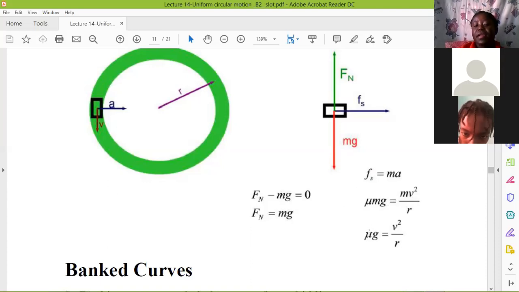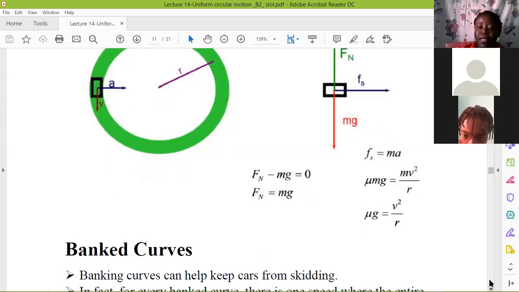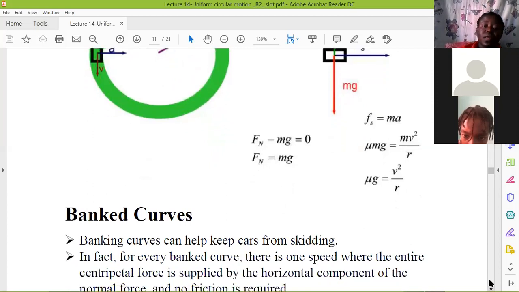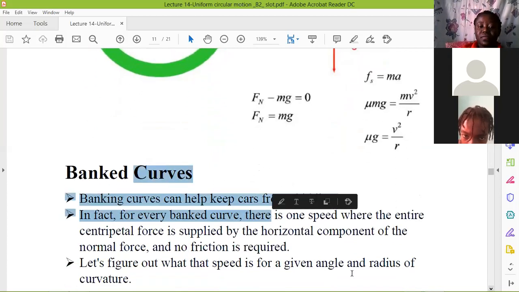So if the mass cancels out, then we have the coefficient of friction times the gravitational acceleration equals v squared over r. If we have to find the velocity, and we know the coefficient, the gravitational acceleration, and the radius, then we can use it to calculate the acceleration and the velocity the car moves with as it goes around. The bent curves.